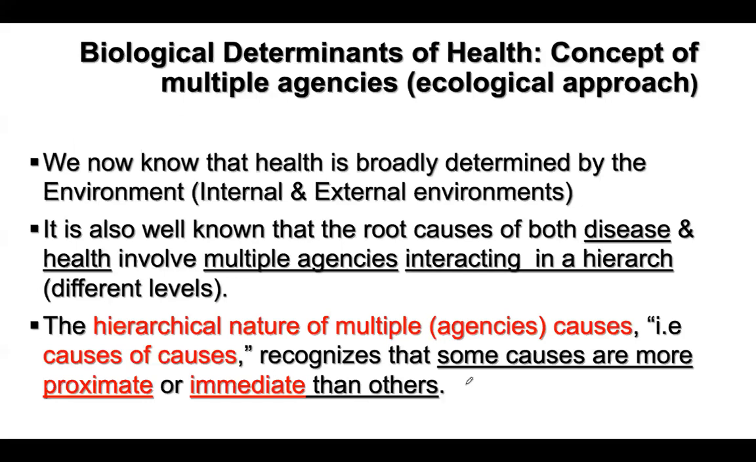So, biological determinants of health. Now we're honing down to one of the components, the biological determinant, not necessarily environmental. So we now know what health is broadly as determined by the environment. This could be internal environment or external environment. It is also well known as the root cause of both disease and health. There are multiple agencies that interact in a hierarchy at different levels. So the hierarchical nature, the way multiple agencies interact and cause diseases, brings us to something known as multiple causes. So what is the cause of the cause of the cause of this thing?